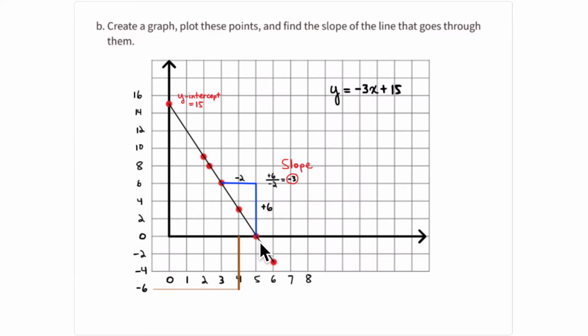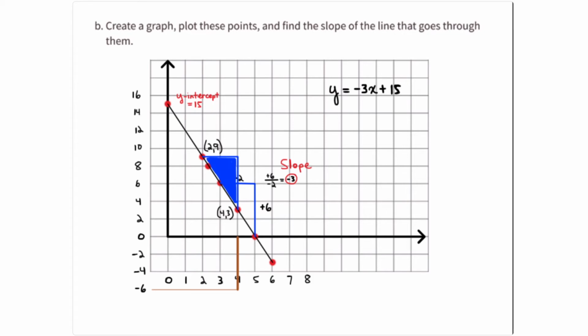So it makes a difference where you start and where you end. If I start here, I'm going to go positive 6, and I'm going to end here, negative 2. And we'll look at that in just a moment. So this is really where the problem ends. This is all you really have to do.